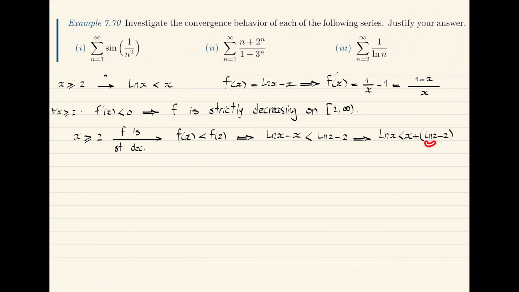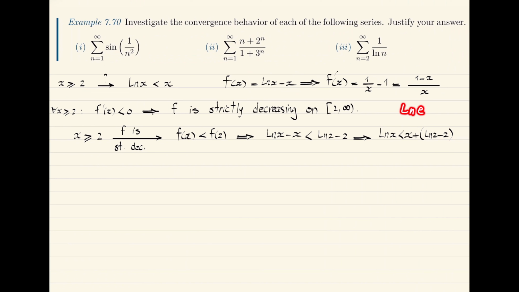Okay, but the good news is that this number is a negative number. Ln of 2 is less than 2. Yes, if I ask you ln of which number is 2, ln of e to power 2 is 2 ln of e, which is 2. And definitely 2 is less than e to power 2. So that number is definitely negative. So x plus a negative number is definitely smaller than x itself.